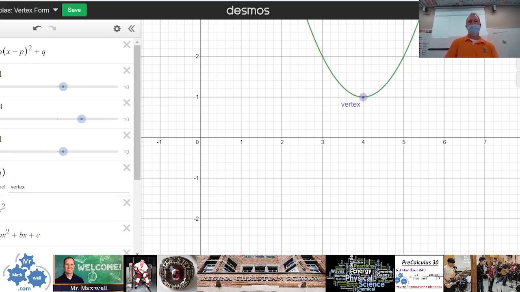So to finish off here, I didn't do anything with a. If I make a larger, look what happens. It gets pretty thin. If I make a less, between 0 and 1, it flattens out, and then negative flips it around.